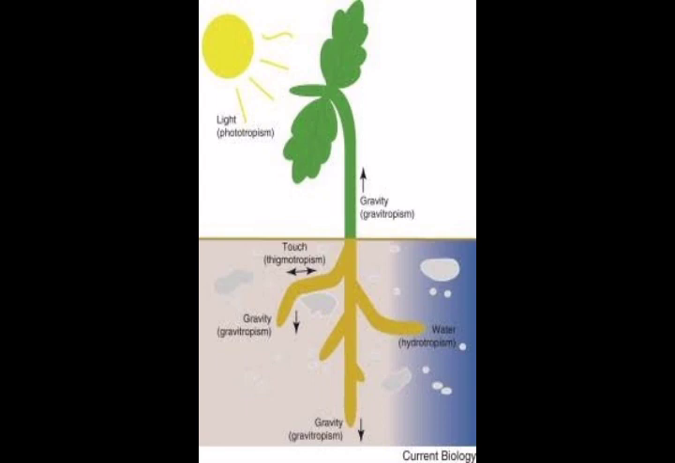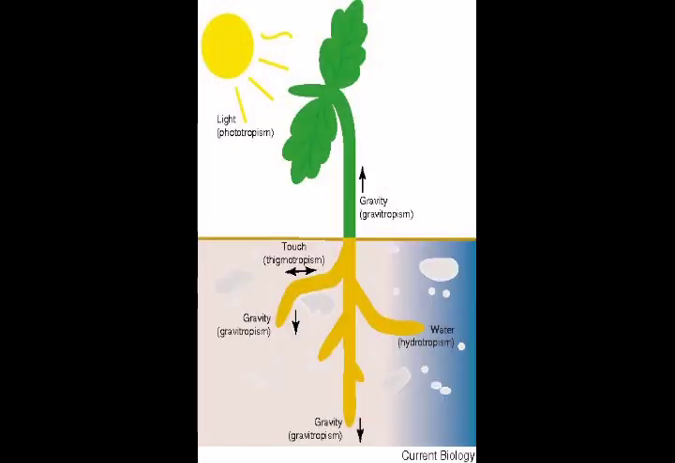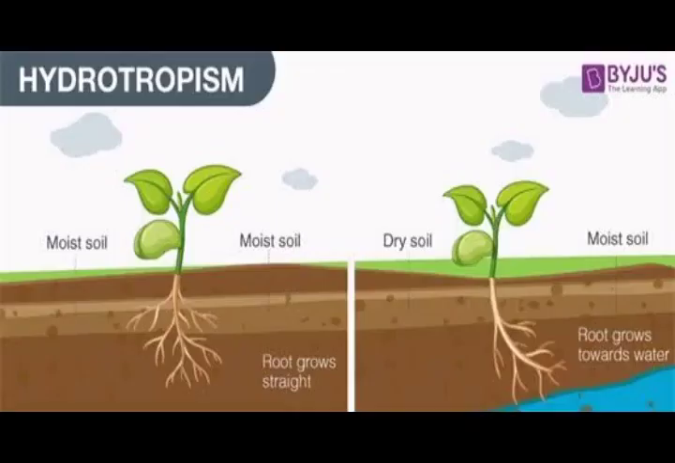Next is hydrotropism. By the word hydro, you can understand that it is the movement of the plants in response to water. So the movement towards water is called hydrotropism. In this picture, you can clearly see the example of phototropism and hydrotropism. When the plant is responding towards the light, that is called phototropism, and when it is responding towards water, that is, movement towards water, it is called hydrotropism. Again, this picture also shows an example of hydrotropism.